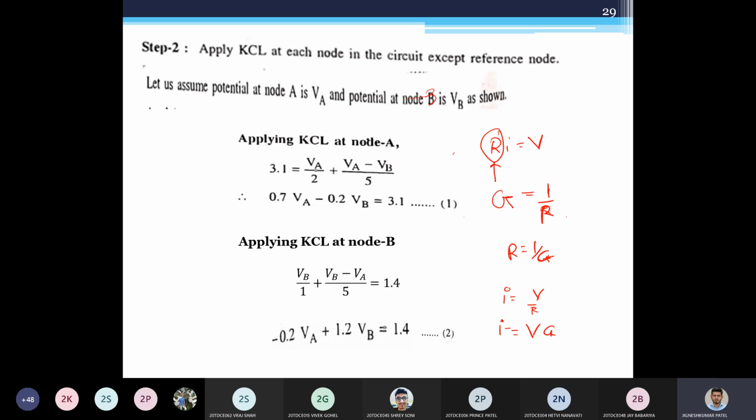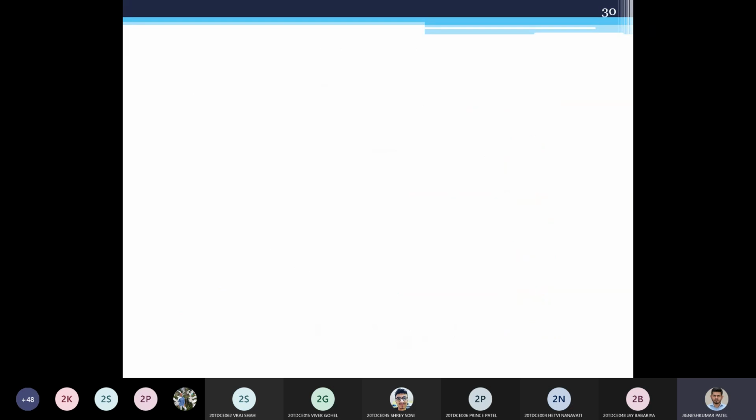Okay, and if you look at this equation, it is following this pattern, G into V is equal to I. See, these are my currents, 1.4 and 3.1. 0.7 is actually my G value. This is my G, conductance. And this VA and VB are voltages. So what we are getting now is, earlier we were getting delta R, now we get a conductance matrix, that is delta G, and we are going to find out the determinant of that.